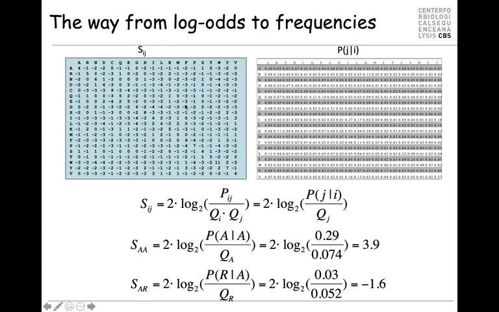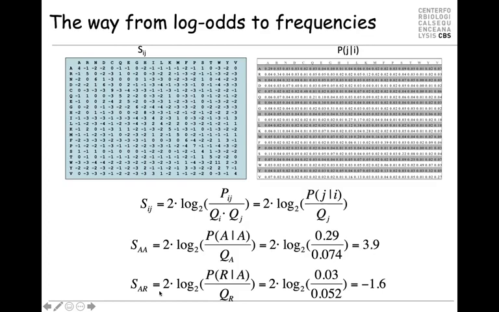You can see you can go from one to the other. If you want to look at the score for A versus A in this matrix here to the right, the score is 0.29. So this is what you have here, P of J given I. Now, if you divide that by the background frequency of alanine found in UniProt, which is 0.074, that ratio, take the log 2 of that and multiply that by 2, you get 3.9. And again, the value over here in the BLOSUM scoring matrix you've used earlier is 4.